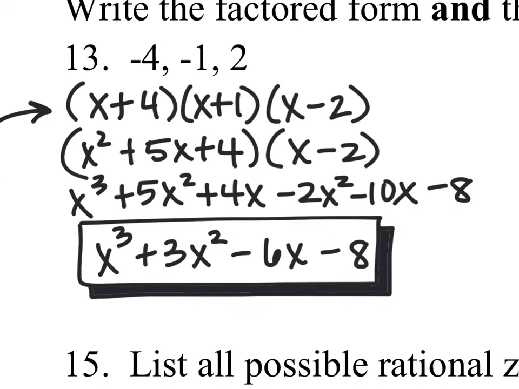So we've got x plus 4 times x plus 1 times x minus 2, and then I multiplied these two binomials together here, and then I distributed x to every single term, and then I distributed -2 to every single term, and combined like terms to get the final standard form polynomial of the product of these factors that we wrote based on these zeros.